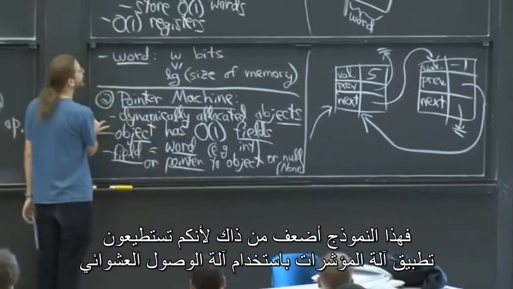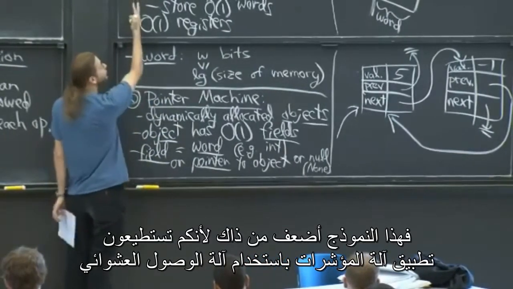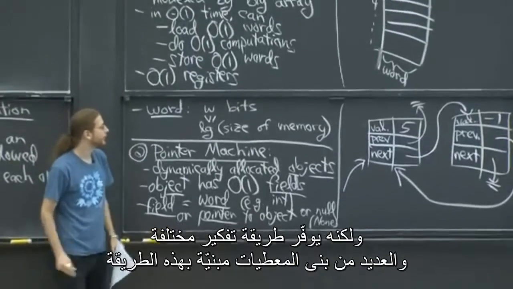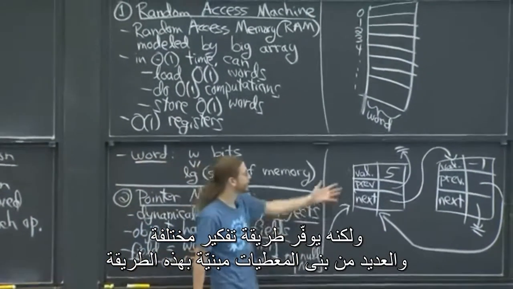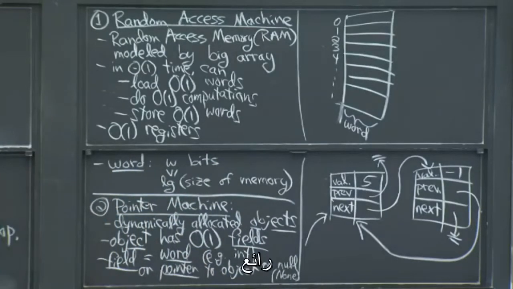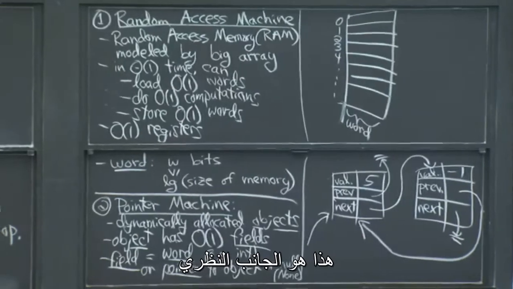All the usual things you might imagine doing to these objects take constant time. So it's actually a weaker model than this one, because you can implement a pointer machine with the random access machine. But it offers a different way of thinking. A lot of data structures are built this way. Cool. So that's the theory side.